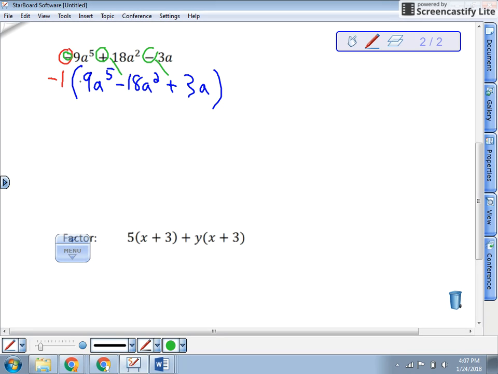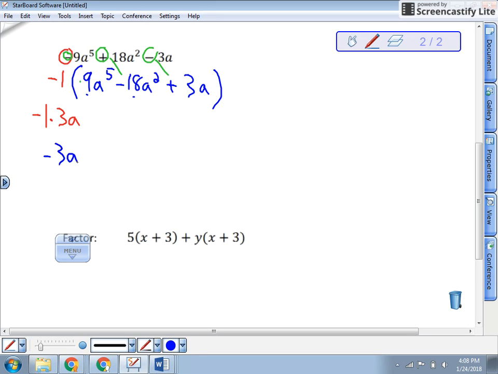So once I take out the -1, now let's see what we've got inside. What goes into 9, 18, and 3? Well, 3 only has 2 factors, 1 and 3. So it's not 1, so it's got to be 3. I usually look to that lowest number, and that'll kind of tell you what the GCF is. So in this case, it's 3. Now let's look at the a's. I've got 1a right here, so I know I've got the -1, but that's going to be times 3a because I'm taking out a 3a. So this is going to be -3a on the outside.